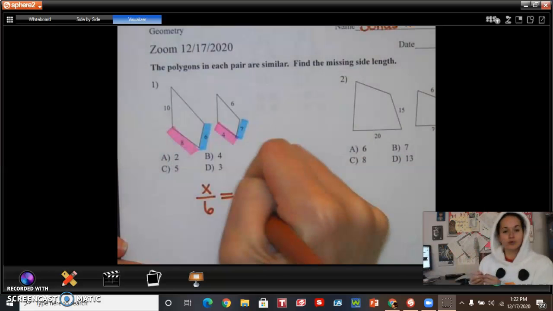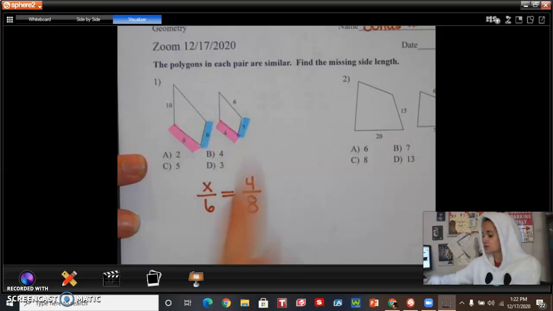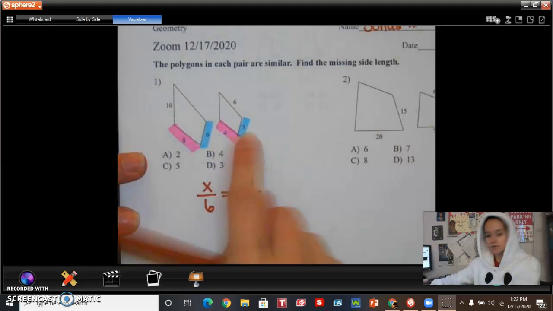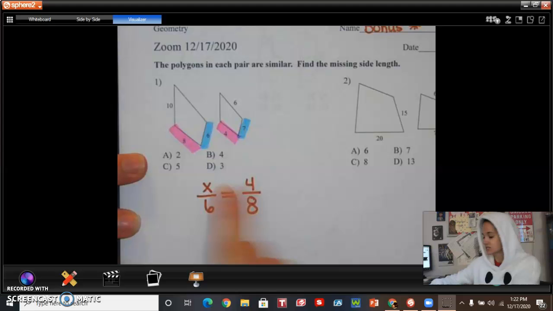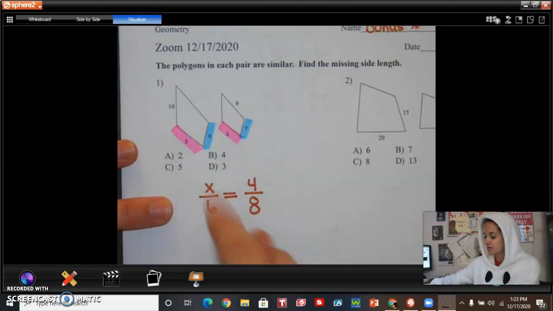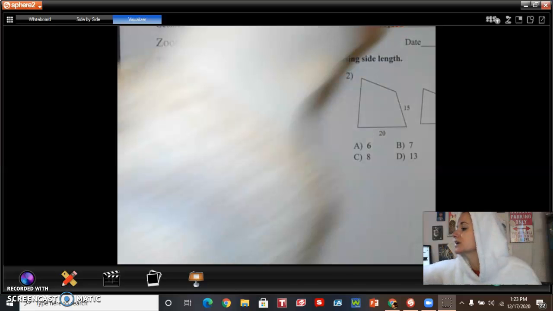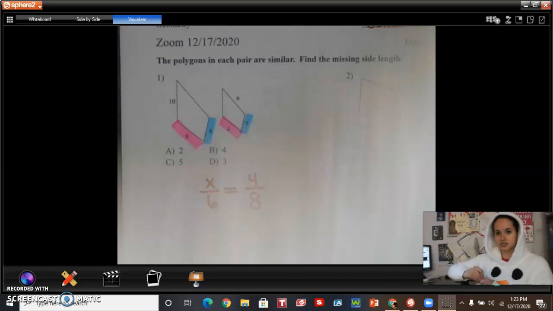Now this is really important. You have to make sure that all of them on the same figure are in line with each other. Our x and our 4 are on the same figure, so they go on the same line. Our 6 and 8 match up. And not only that, the corresponding sides match up: x and 6, 4 and 8. And then we solve it using the cross product property, aka cross multiplication.